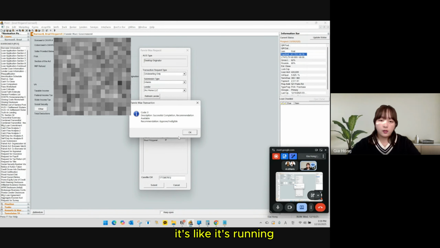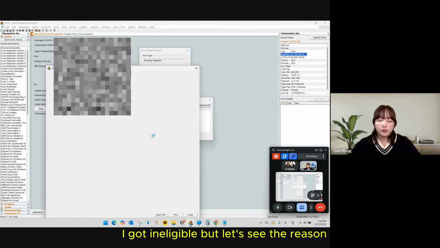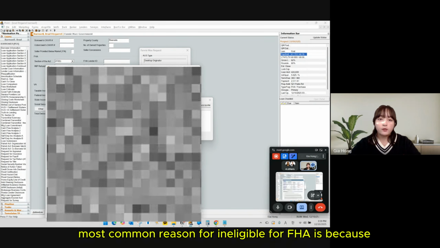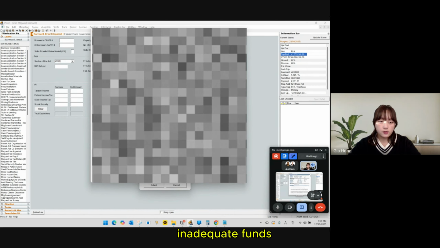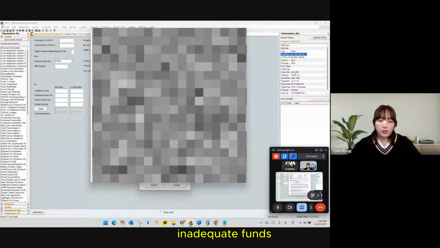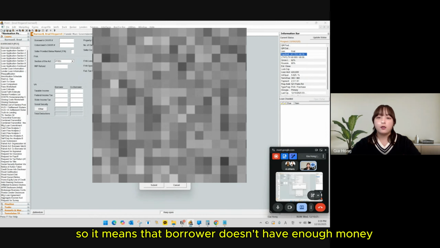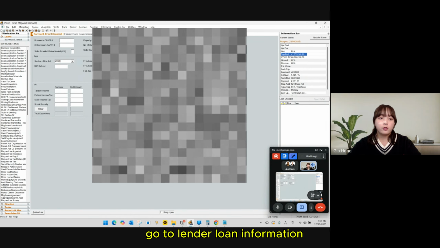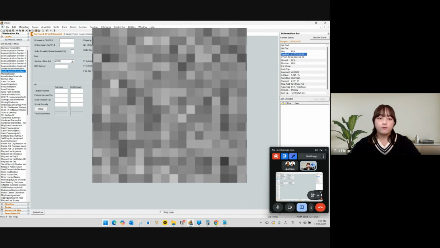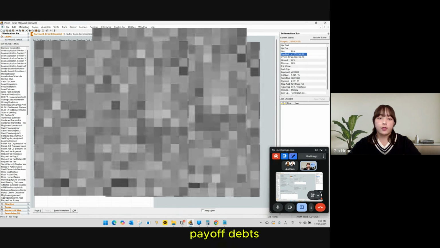Seems like it's running. I got ineligible, but let's see the reason. Most common reason for ineligible for FHA is because of inadequate funds. Yeah, inadequate funds. So it means that the borrower doesn't have enough money. We can fix this very easily.